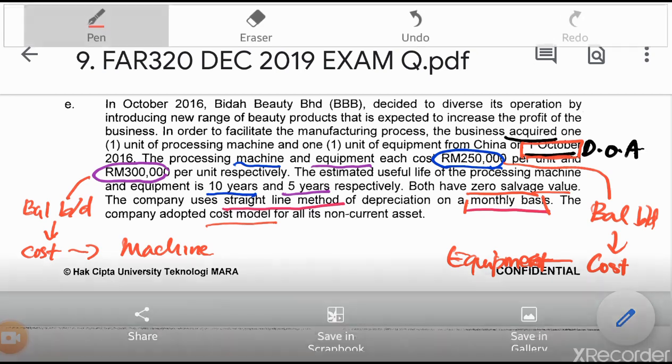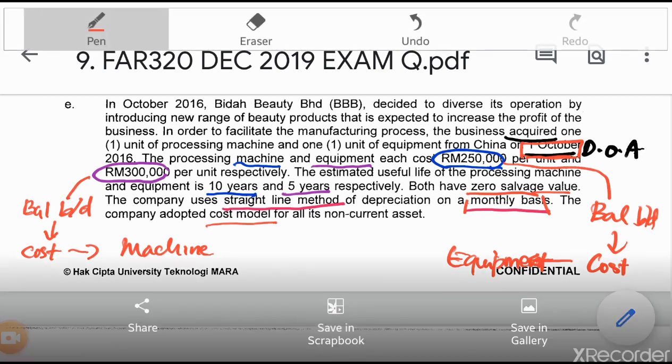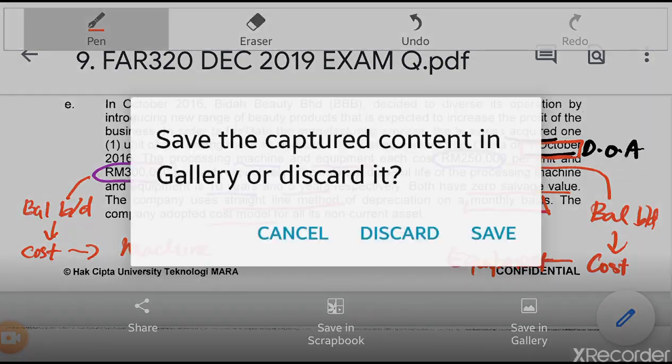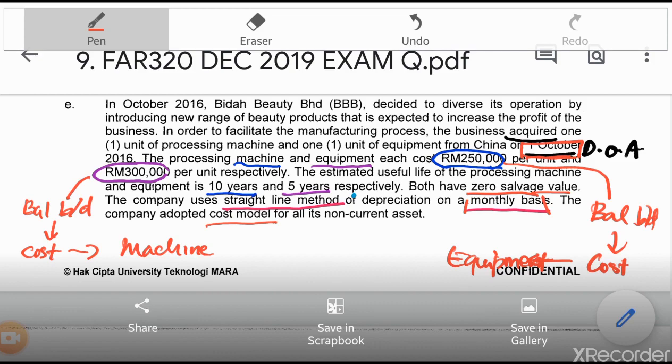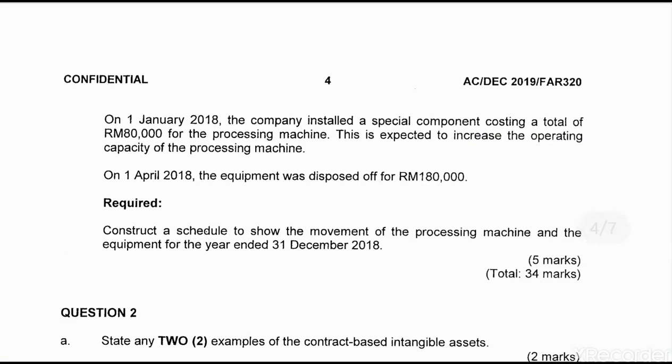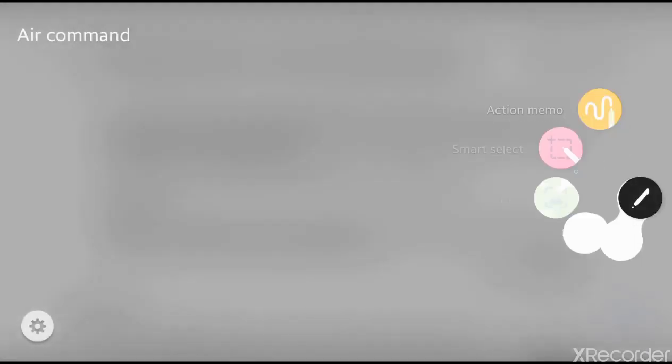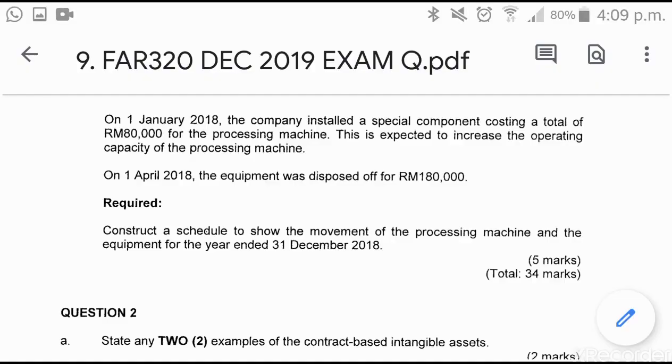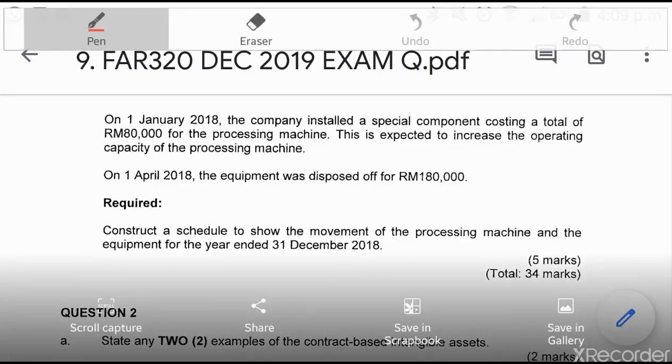Okay, let's go to the next page, but bear in mind these are important things that you need to highlight before you start a question. Okay, we go to the next page. The next page is on some changes to the PPE.